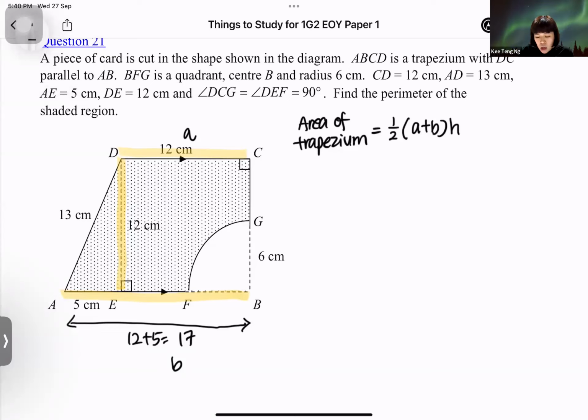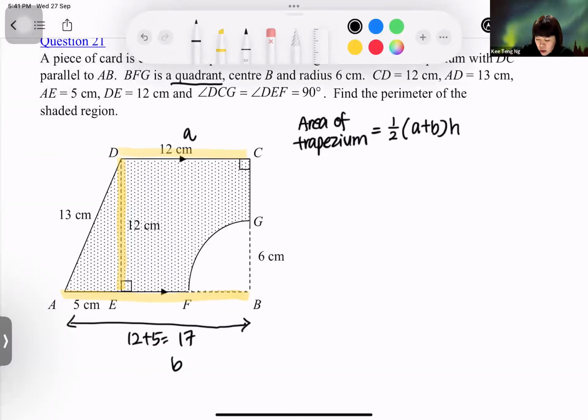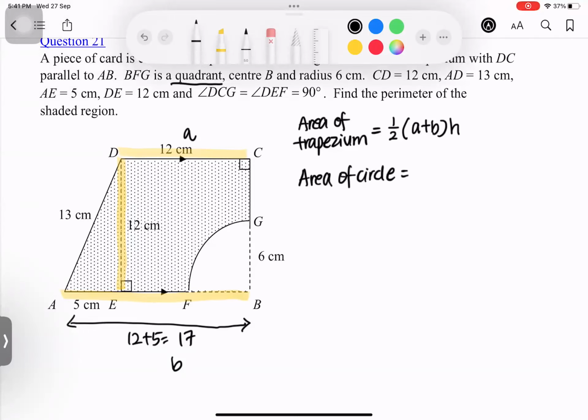Next one, quadrant. What is a quadrant? It's part of a circle, right? How much of a circle? A quarter, 1/4 of a circle. So first, let's find the area of a circle. What's the formula? Everyone remember the formula for area of circle? 2 pi r? Oh, 2 pi r is to find circumference. No. Pi r square. Very good.